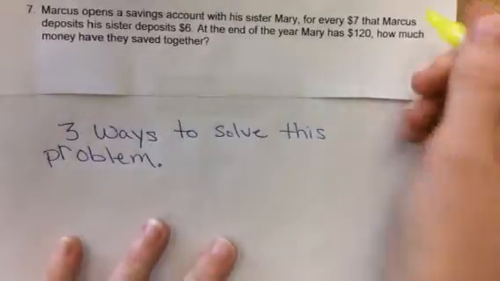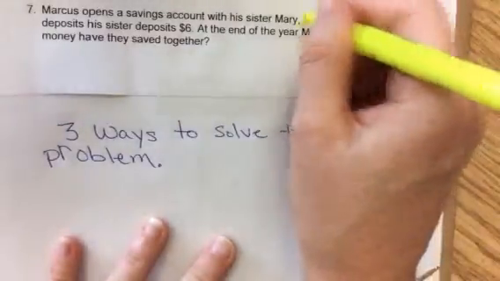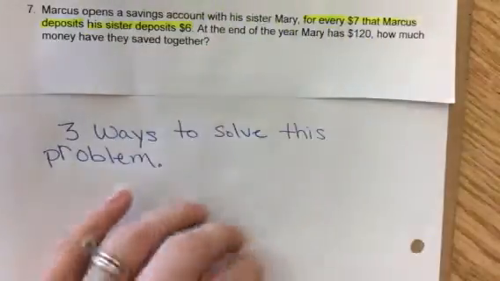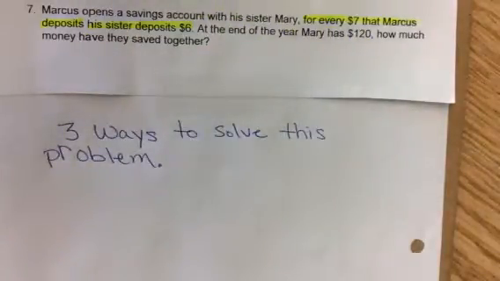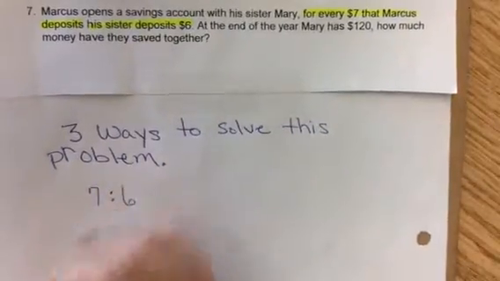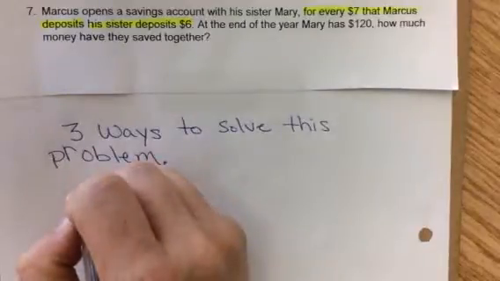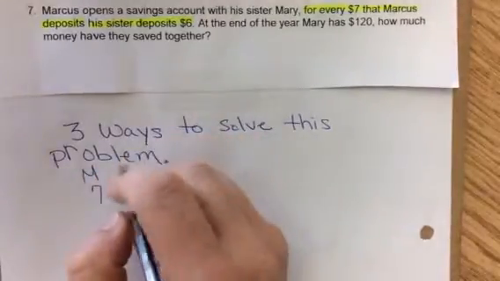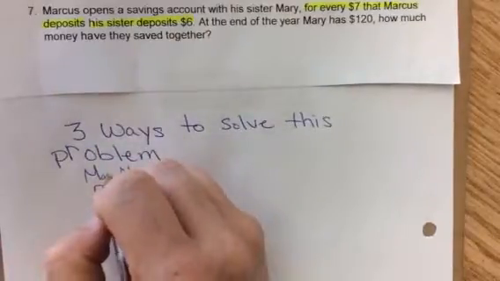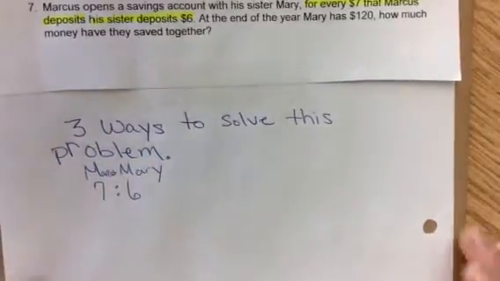So we have a ratio. Every $7 he deposits, Marcus, his sister deposits 6. The students up to this point understand that that's a ratio of 7 to 6. So that's the first thing they would write, 7 to 6 ratio. 7 represents Marcus, and the 6 represents Mary. I tell them to label their ratios.